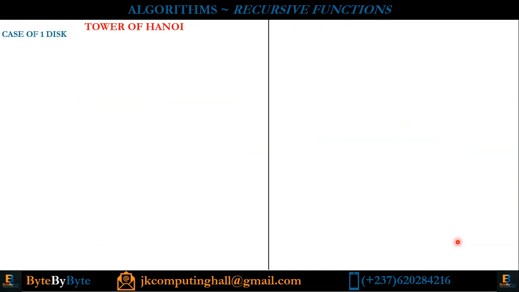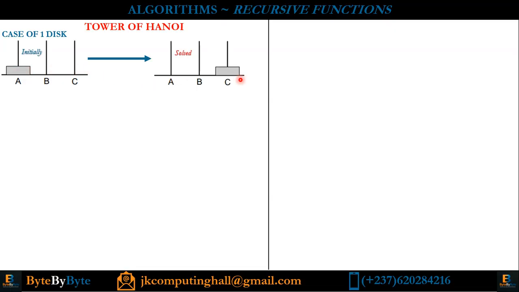So the Tower of Hanoi, the case of one disk, as you can see: this is my source, this is my auxiliary, this is my destination. I need to move from A to C using this as auxiliary. So now, base case, I will just move the disk directly to C. This is what I'm going to have, and the problem is solved.